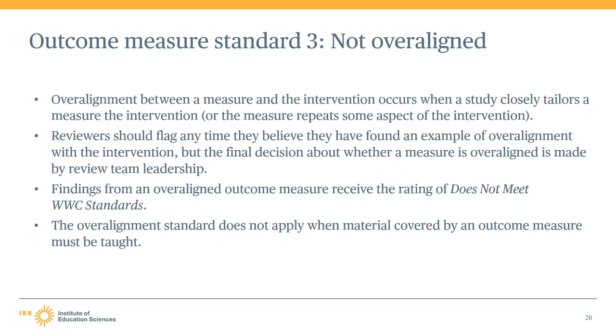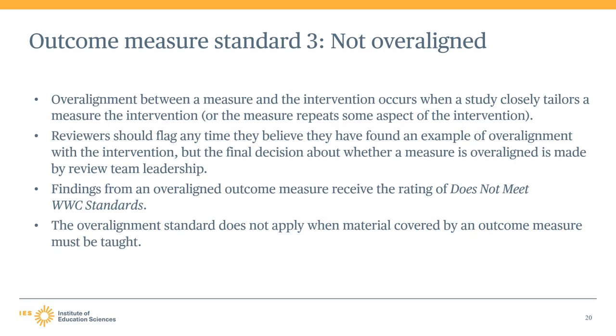Returning to the WWC's overall outcome measure standards, the third standard is that outcomes must avoid overalignment with the intervention. So what do we mean by overalignment? Overalignment occurs when a study closely tailors a measure to the intervention condition, or the measure repeats some aspect of the intervention condition. If a study closely aligns or tailors outcome measures to the intervention, the study findings may not accurately indicate the effect of the intervention.